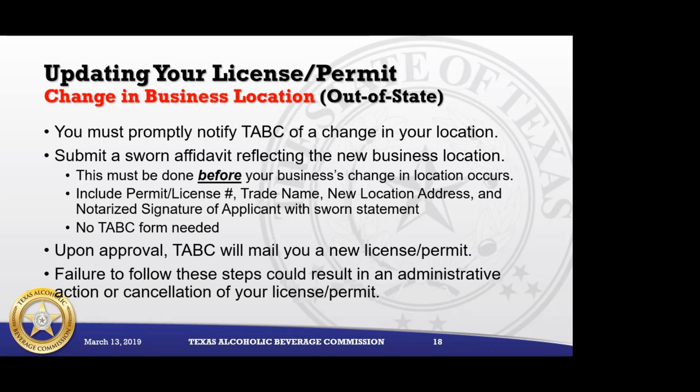First, you must promptly notify TABC of a change in your location. You must submit a sworn affidavit reflecting the new business location. Remember, this is for out-of-state entities. You only need a sworn affidavit if you change your business location, and this must be done before your business's change in location occurs. Included on this affidavit would be permit license number, trade name, your new location address, and a notarized signature of applicant with sworn statement. No TABC form is needed for the change of out-of-state license or permittees.